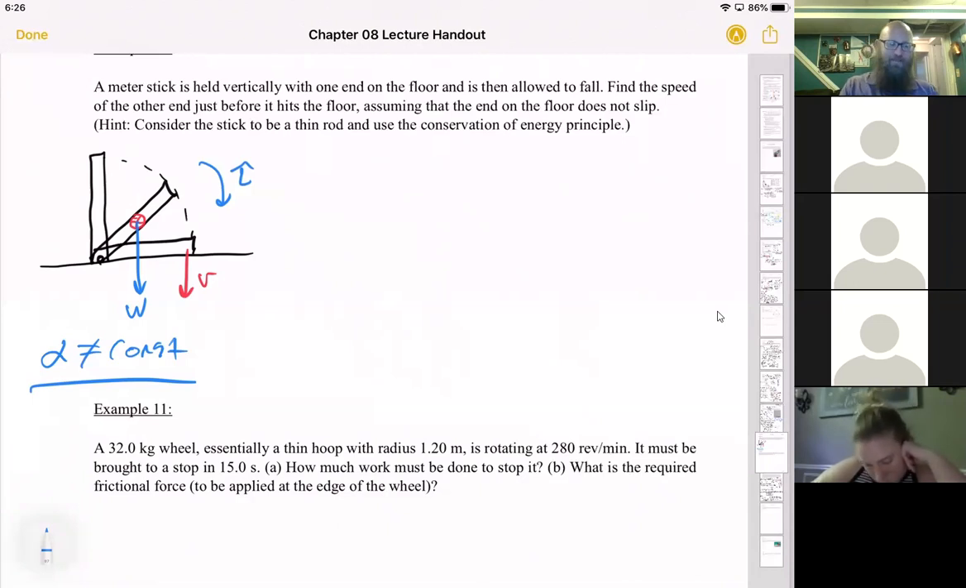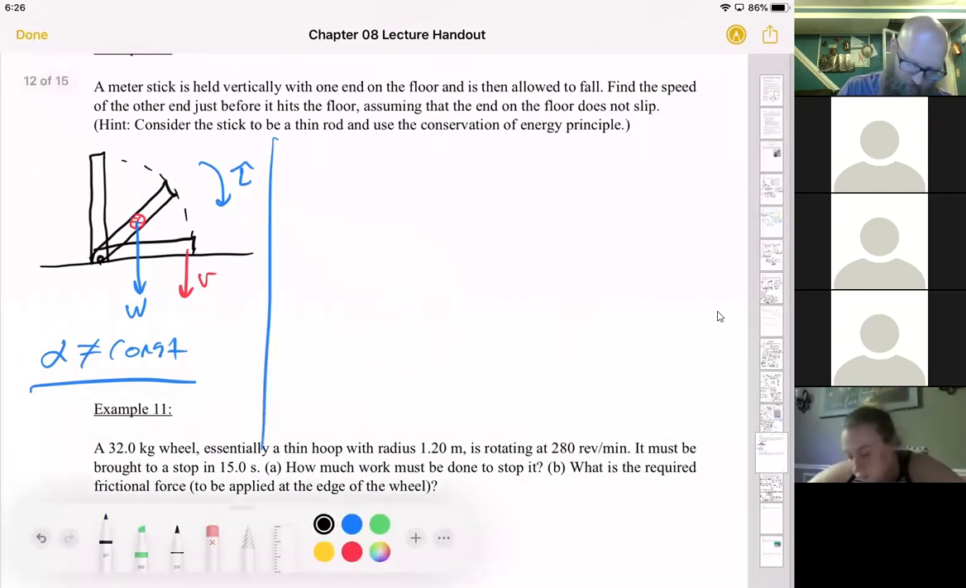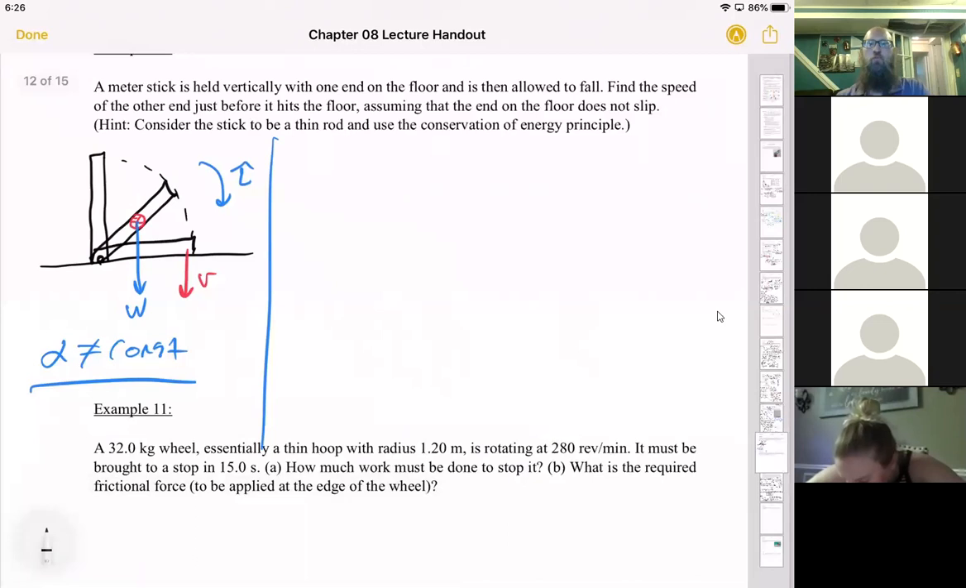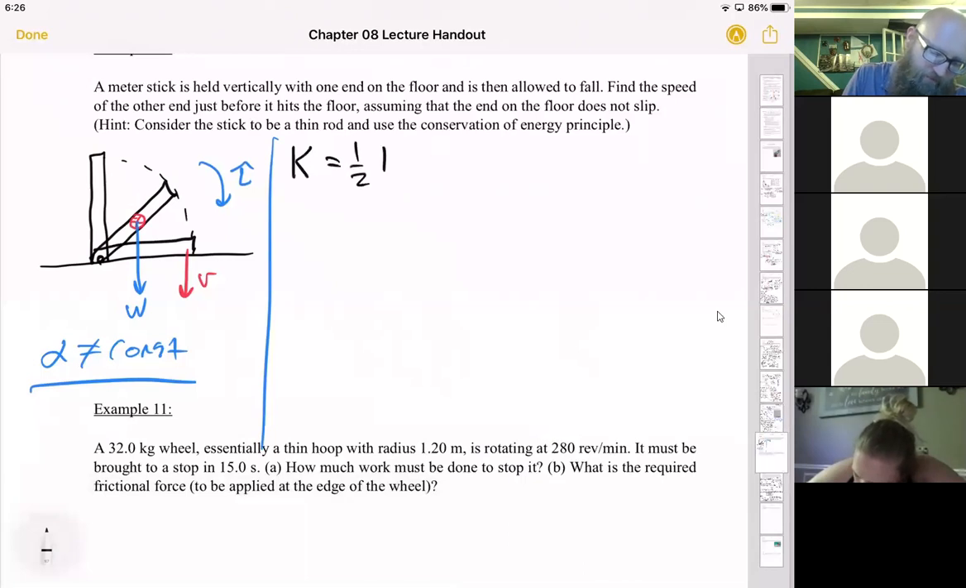Well, I hope so, because I put it on the lecture handout. Yes, there's a way we can solve this problem. We can use energy. Because what are we doing? We're changing gravitational potential into rotational kinetic energy. I haven't talked about that in a Zoom lecture yet, but I did post a video about it for today. Rotational kinetic energy is half I omega squared.